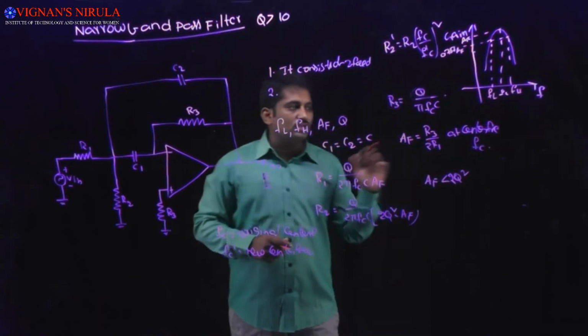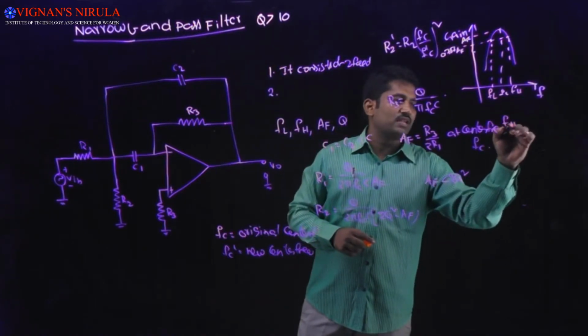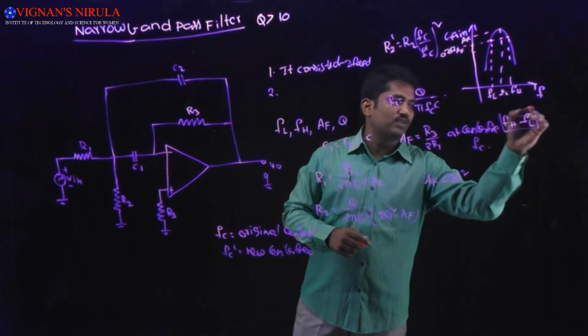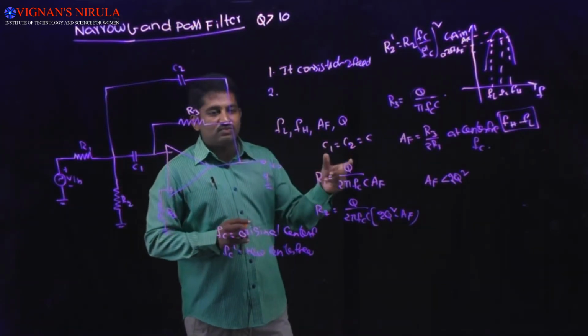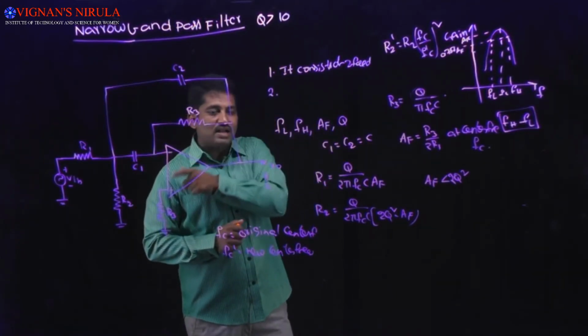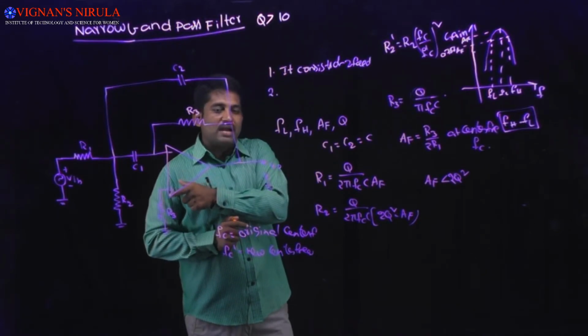And here also the bandwidth is the same. The FH minus FL formula is the same for calculating the bandwidth, but the value of the bandwidth will be low when compared with the value of the bandwidth in the wide band pass filter.